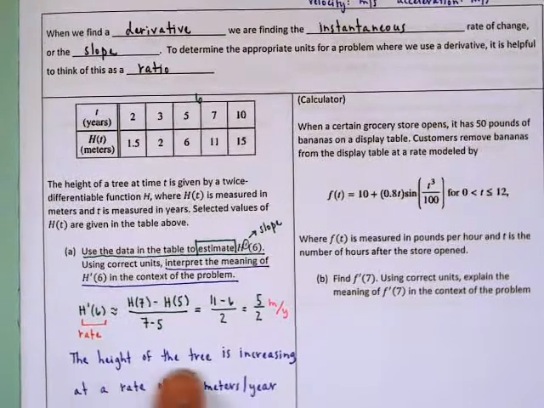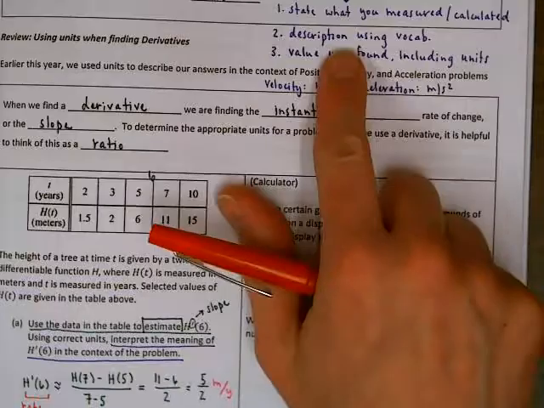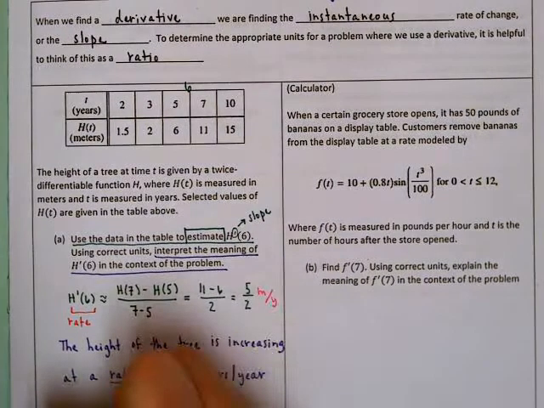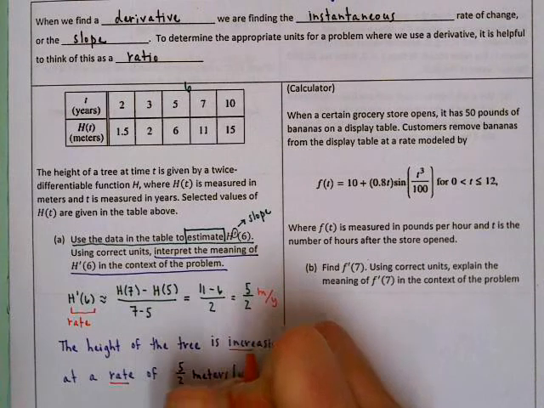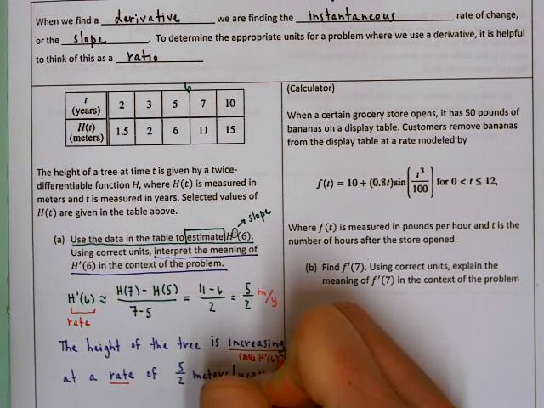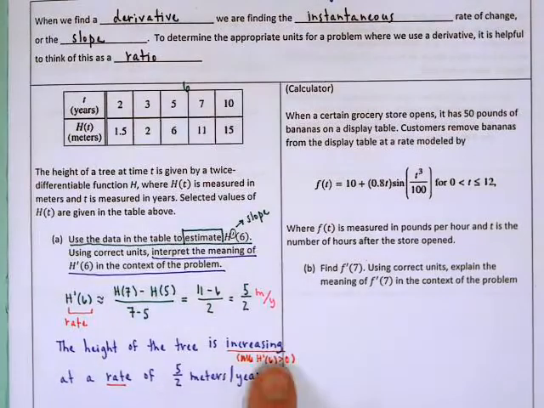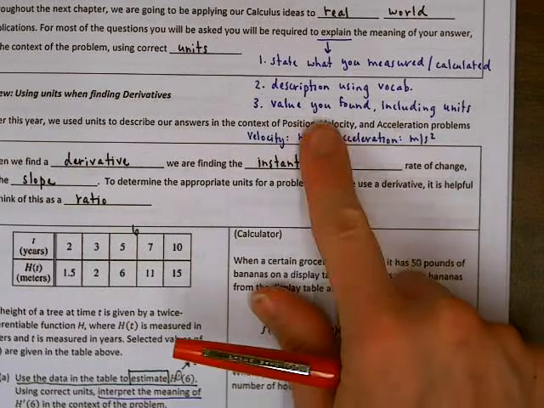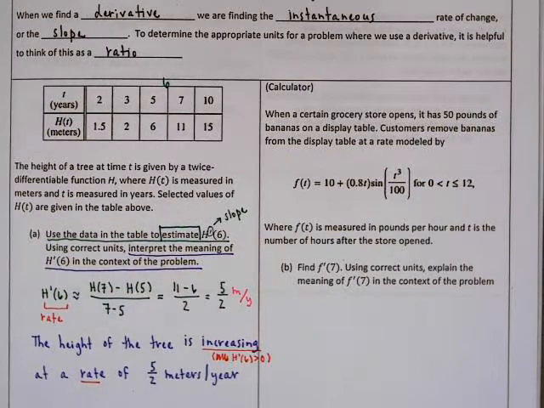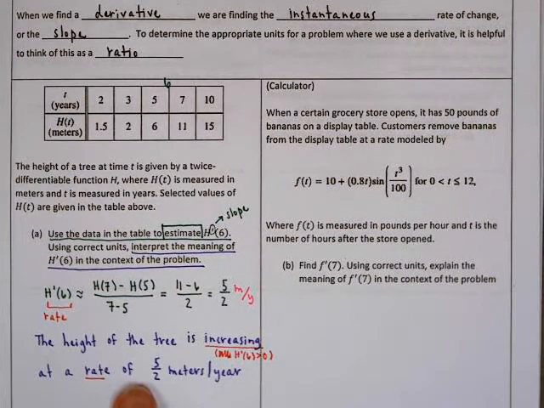So again, going back through that, for part 1, we stated what was measured or calculated. So we were talking about the height of the tree. For our description using vocab, here it was important. First, we mentioned rate. We mentioned that the rate was increasing, and we knew that because h prime of 6 is greater than 0. So we have our vocab, increasing and rate, and then for the last part, the value that you found, including units, that was our 5/2 meters per year. So that's what our interpretation would be. The height of the tree is increasing at a rate of 5/2 meters per year.